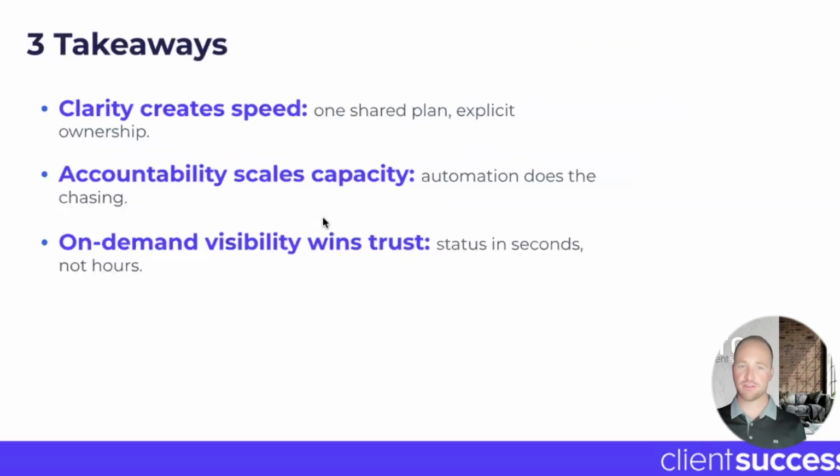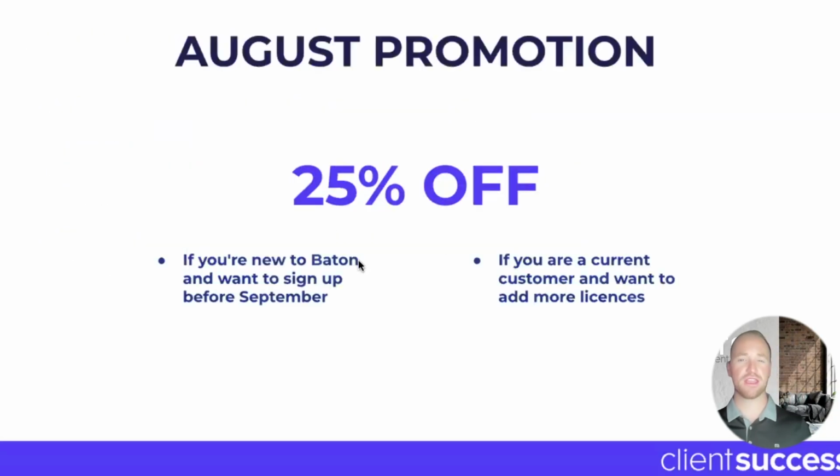The 3 takeaways you can take from today are: 1, clarity creates speed. 2, accountability scales capacity, right? That's a big one. We really want you to have the ability to grow as a team and not necessarily add headcount. Automation does all the chasing, so we're pushing the accountability and it scales your capacity. And finally, the 3rd one, on-demand visibility will win trust from your customers, right?